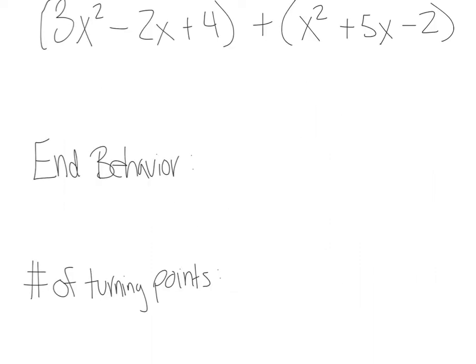Okay, so the first problem that we're looking at for the review is finding the end behavior and the number of turning points for our polynomial. So looking at this polynomial, obviously we have some work to do before we can figure out what the end behavior and turning points are. We have to start by putting it in standard form. So we're actually adding two polynomials here, which means that we just basically combine like terms.